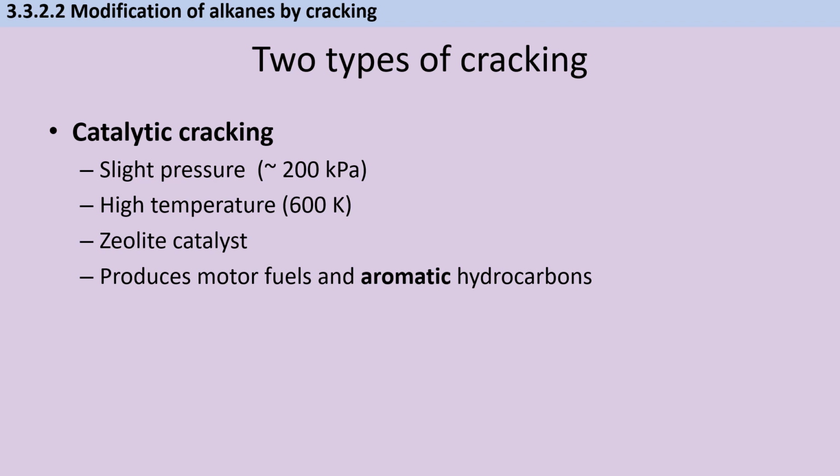And ironically, given that at GCSE we told you that cracking was going to produce alkenes, catalytic cracking tends not to. It mainly tends to produce the motor fuels, so those are our short alkanes, and aromatic hydrocarbons, so those are the ring-shaped hydrocarbons.